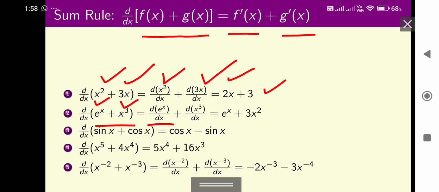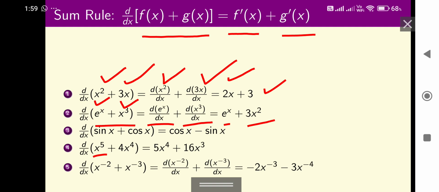So derivative of first function, we will write d by dx of e to the power x, and derivative of second, we will write d by dx of x cube. The derivative of e to the power x is e to the power x, and derivative of x cube is 3x square. So in this way we can calculate all these derivatives.